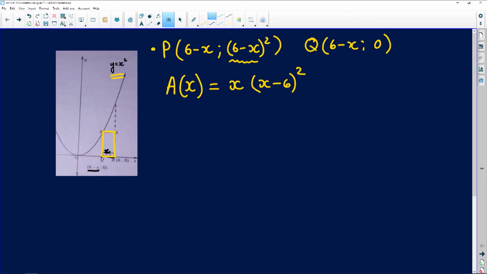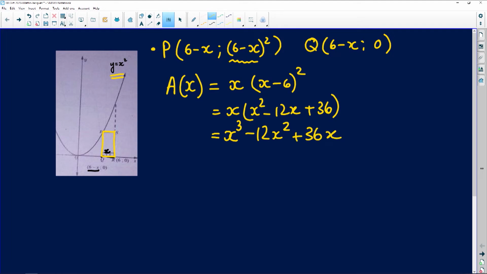If I now multiply that out, I get x multiplied by x squared. 6 times x times 2 is minus 12x plus 36. I take the x in, I distribute it, I get x cubed minus 12x squared plus 36x, and that is the area of that rectangle in terms of x.